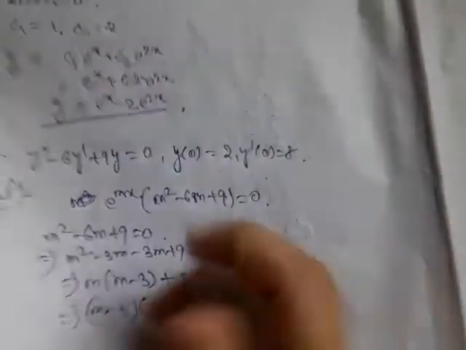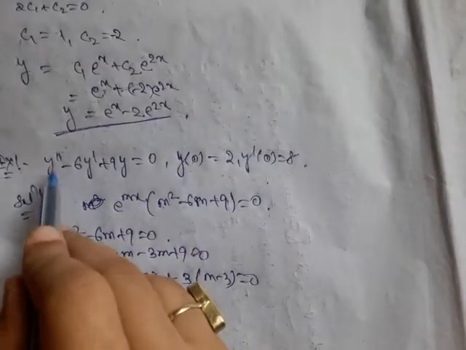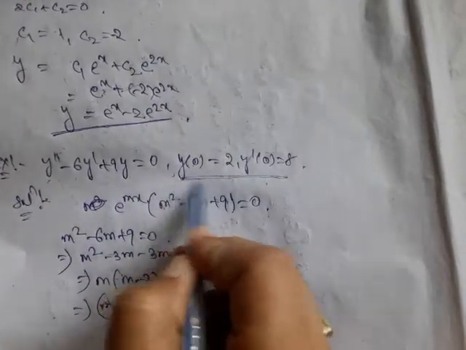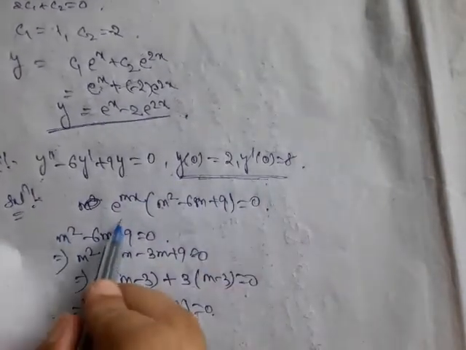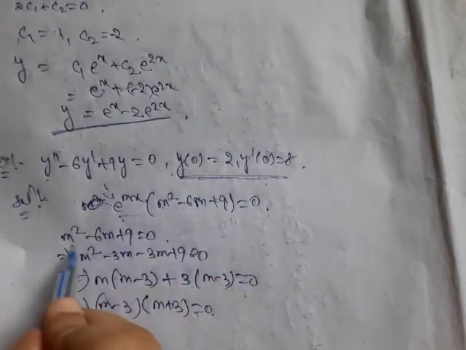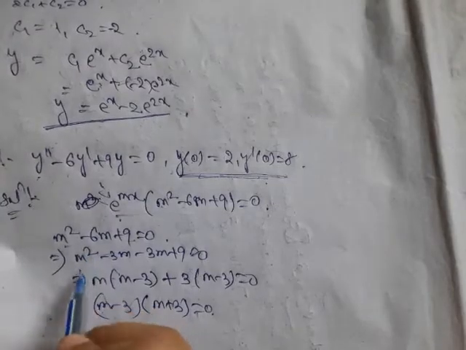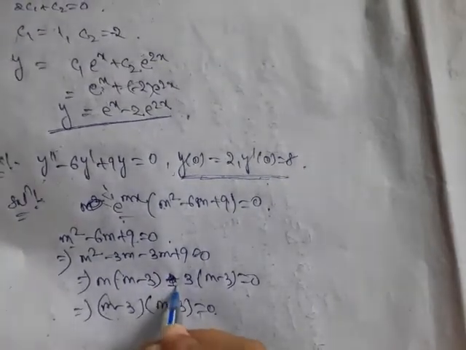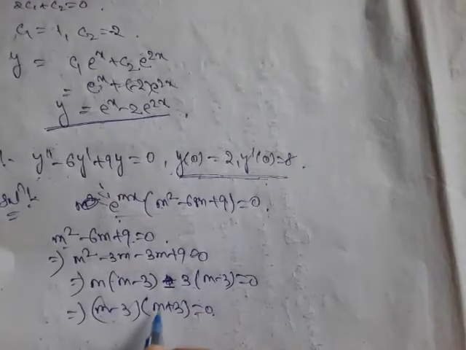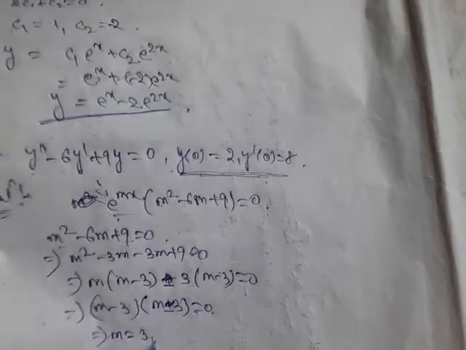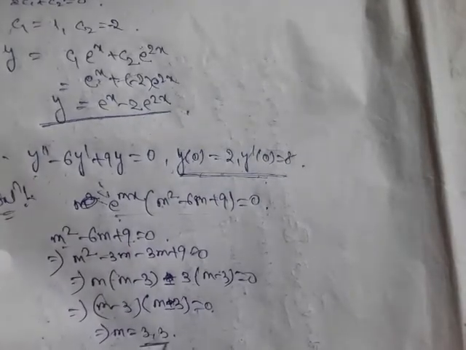Next example is y double dash minus 6y dash plus 9y equals 0, and the particular condition is given here. Okay, so here we put directly, then we find this equation. Then find the roots of the equation. Sorry, here this is minus. Okay, so our roots are m equals 3, 3. These two are the same root.